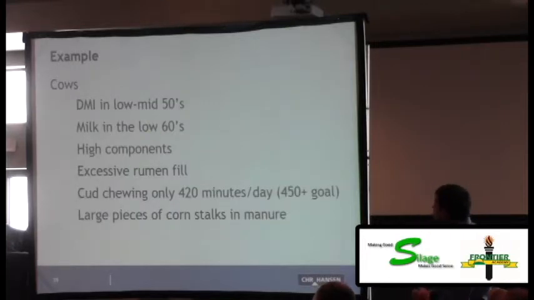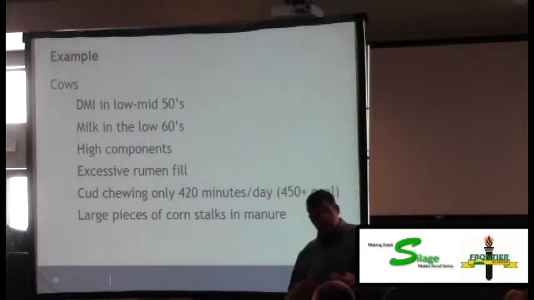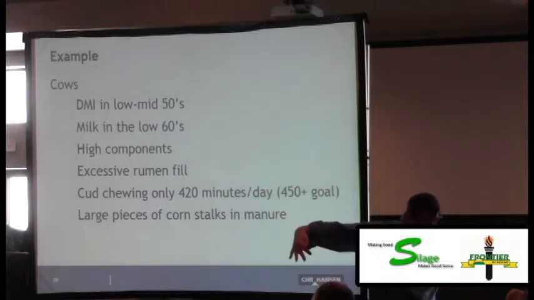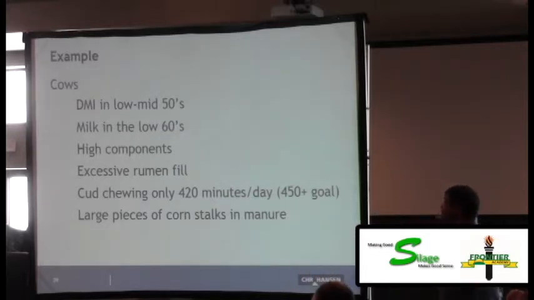What the cows were doing was they were eating 50 to 53 pounds of feed, making 60 to 63 pounds of milk. Had great components for one fat test. Excessive rumen fill. The guy said he thought the cows were going to blow up. They go up to the bunk, and they would eat, and they would eat, and they would eat these huge barrels, and they just would not stop eating. They just couldn't get enough.